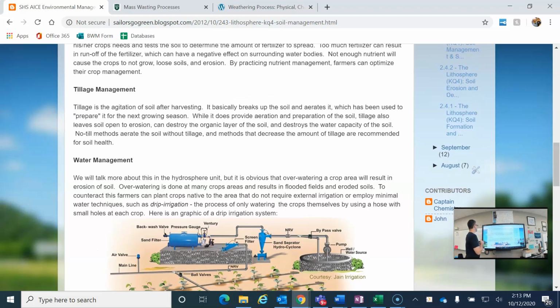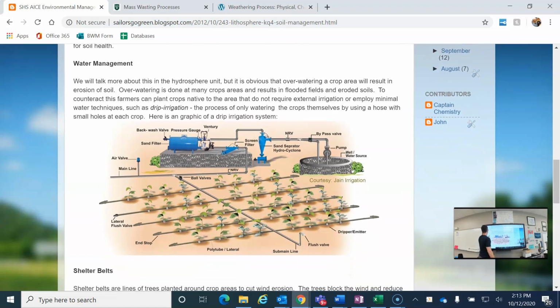Tillage management. Tillage is agitation of the soil after harvesting. This is usually done because you need to get air from up top into the dirt. So you will till it up, and these are those big rotating things, if you've ever seen a farm or videos of a farm, the tilling of the farm. There can be no-till methods that can aerate the soil without tillage, and methods that decrease the amount of tillage are recommended for soil health. So less digging up the dirt, more poking holes in the dirt is better.